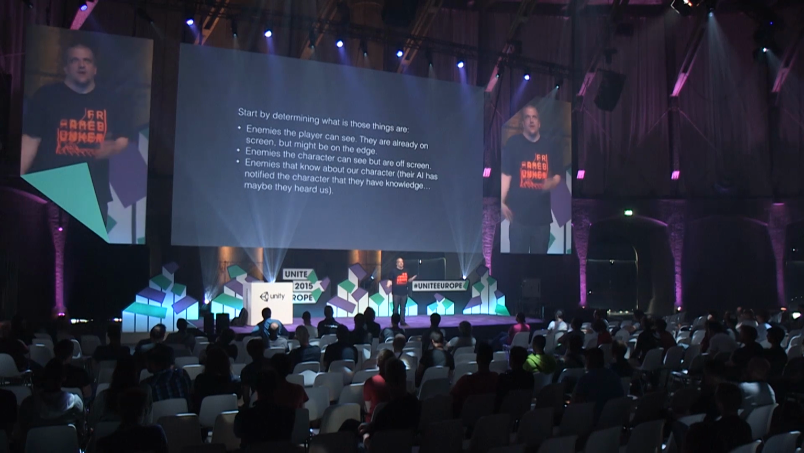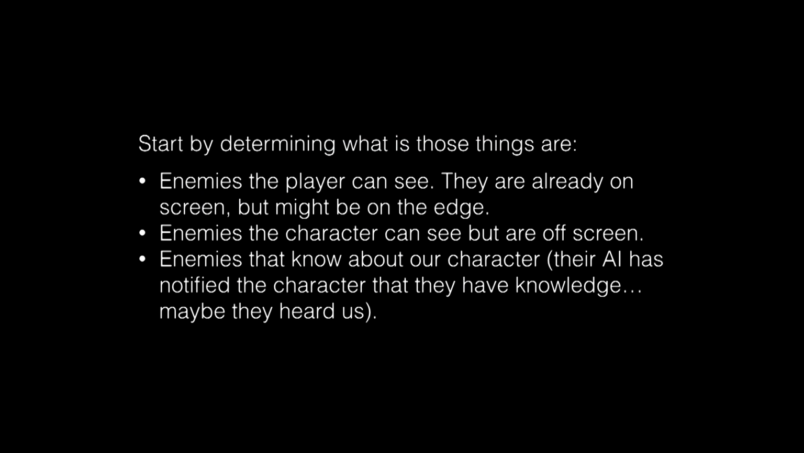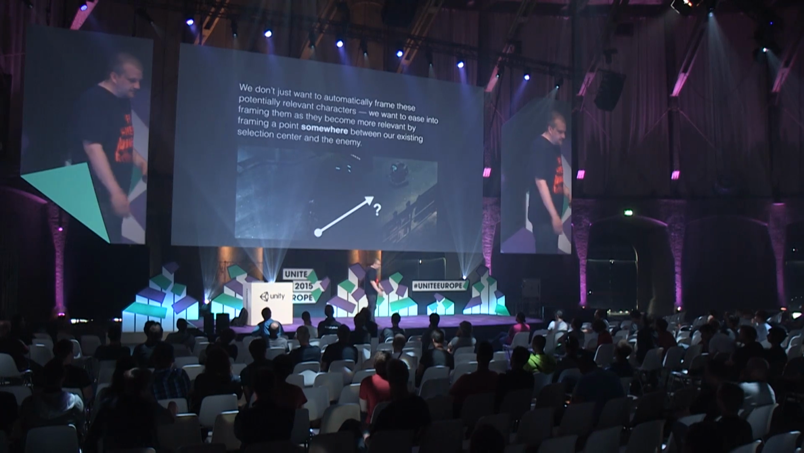Enemies that somehow otherwise know about our character, maybe it's scripted, maybe you set off an alarm and they're responding to that. Maybe they heard a gunshot, or they're off screen, there's no line of sight, but they know you're there. They've notified the player, I know about you. They might be interesting as well.